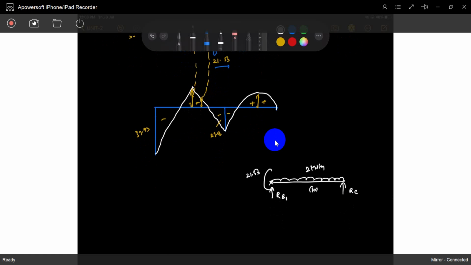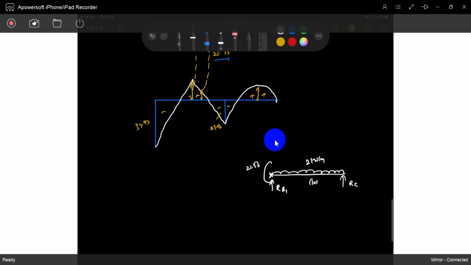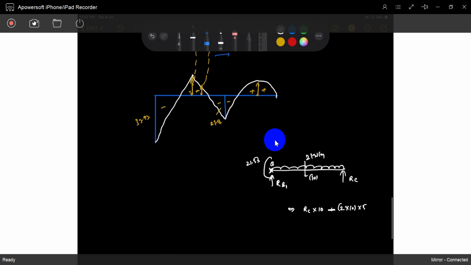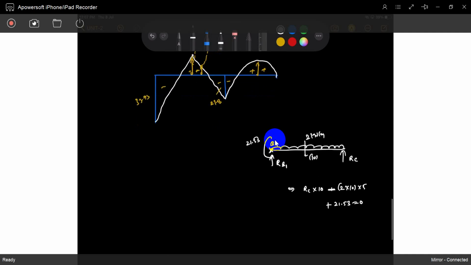The span strength is 20, right? So take moments at place B. Moment at B is 0. Moment, not a bending moment. RC into 10 minus 2 into 10 force, which is 5, so now also the bending moment is there, 21.53, is equal to 0. Understood? So what is the value of RC?